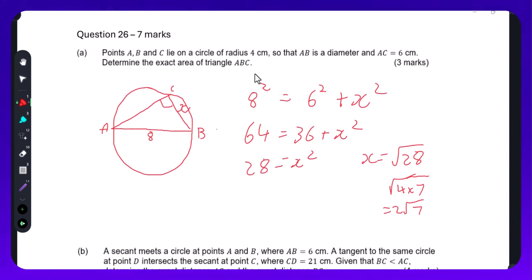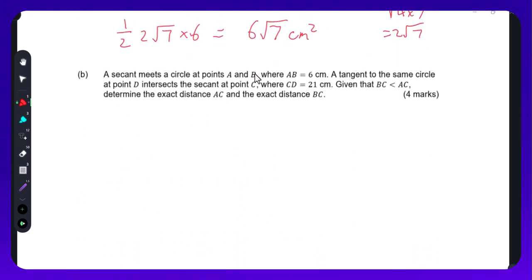To get an area of a triangle, it's half base times height, and our height is 6. Sorry for not writing that earlier. So it's going to be half times 2 root 7 times 6, and half of 2 is just 1, so it's just going to be root 7 times 6. So it's going to be 6 root 7 centimeters squared. That's my area of my triangle. So that's all we do for that one.